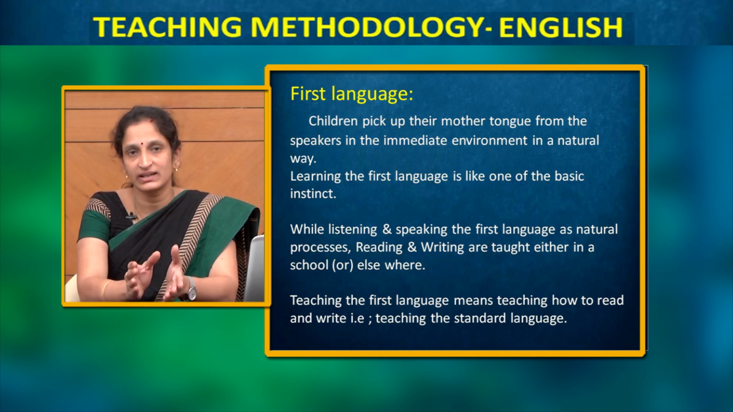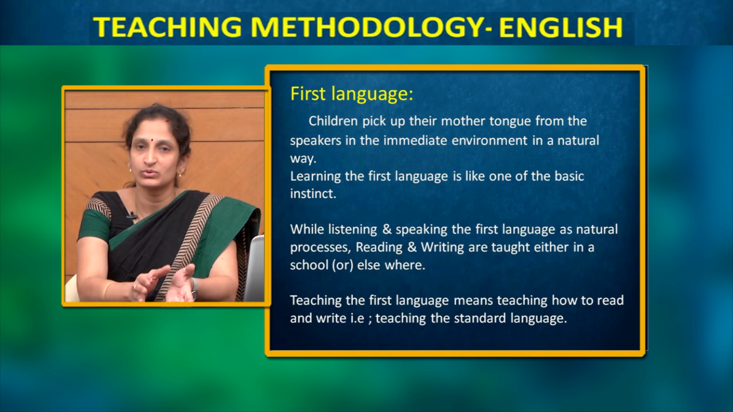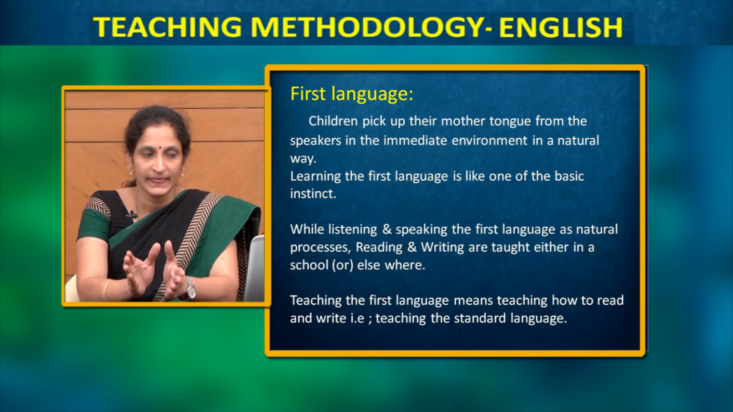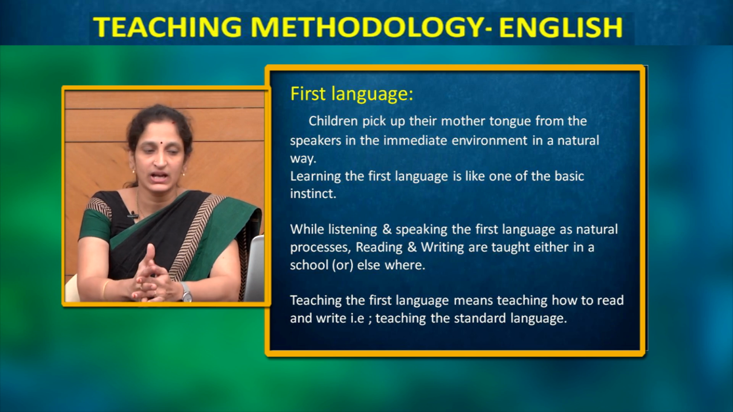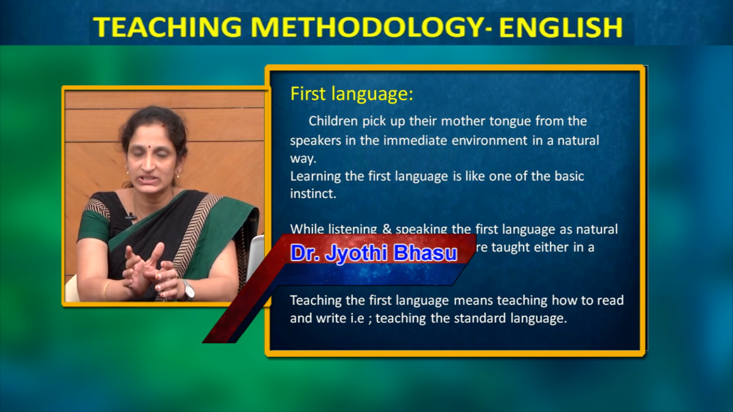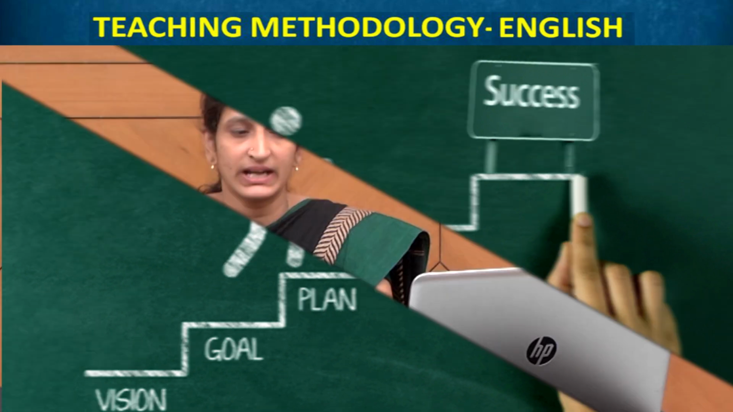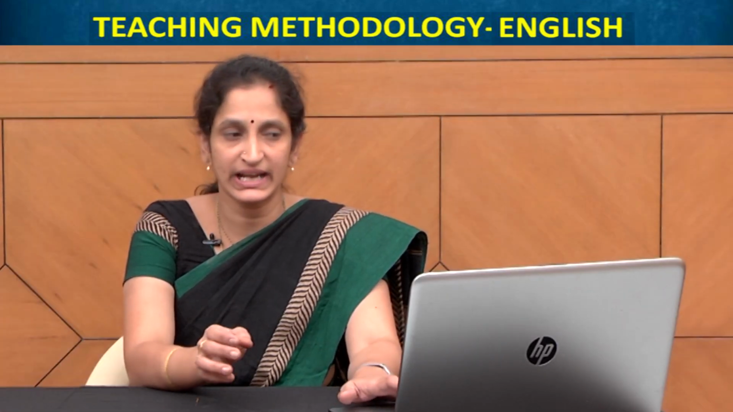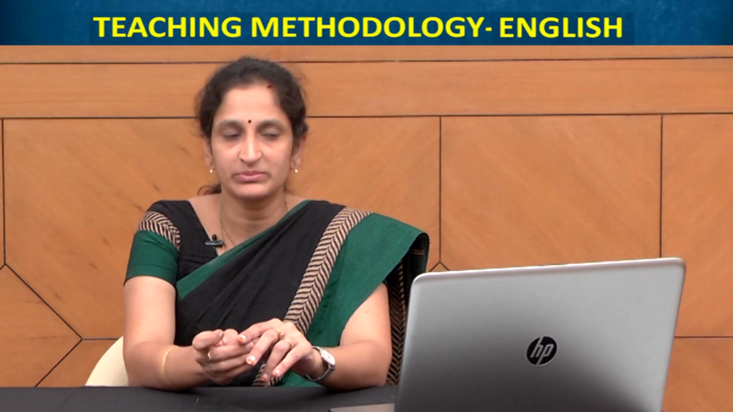Once they start reading and writing, they are taught either in schools or in any other system. Teaching the first language means teaching how to read and write. Then there is teaching the standard language or the second language. Here the status of a language can be determined by the perceptions of the language users regarding the value of that language and their desire for using it.